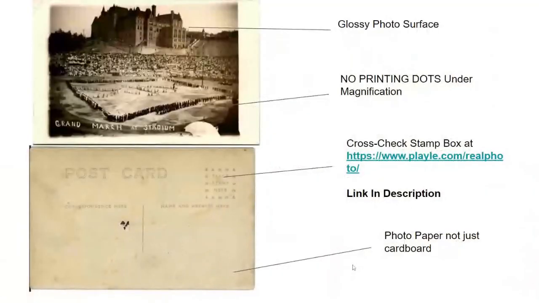So when identifying a real photo postcard, you're going to see a glossy photograph surface. You're not going to see any printing dots, right? You can, if you'd like, cross-check the stamp box at plale.com real photo. There will be a link to that in the description. It's definitely a site I recommend you bookmark. It can help you date and identify real photo postcards by the stamp box. And it's printed on photo paper that's not just plain cardboard. It's actual photographic paper.